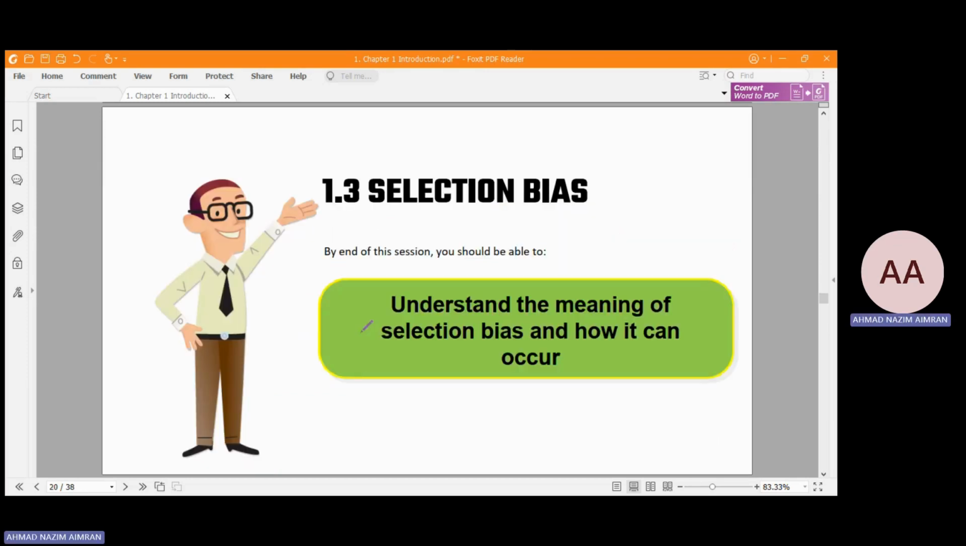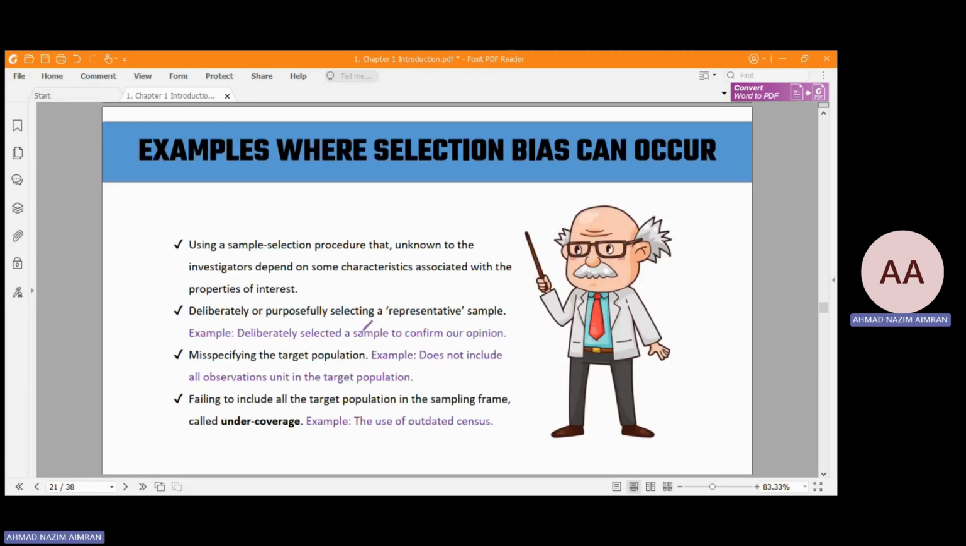Okay, now let's look at the next subtopic 1.3, that is on selection bias. By the end of this session, you should be able to understand the meaning of selection bias and how it can occur. Okay, now let's look at the first one. Examples where selection bias can occur is when using a sample selection procedure that is unknown to the investigators and depends on some characteristics associated with the properties of interest.